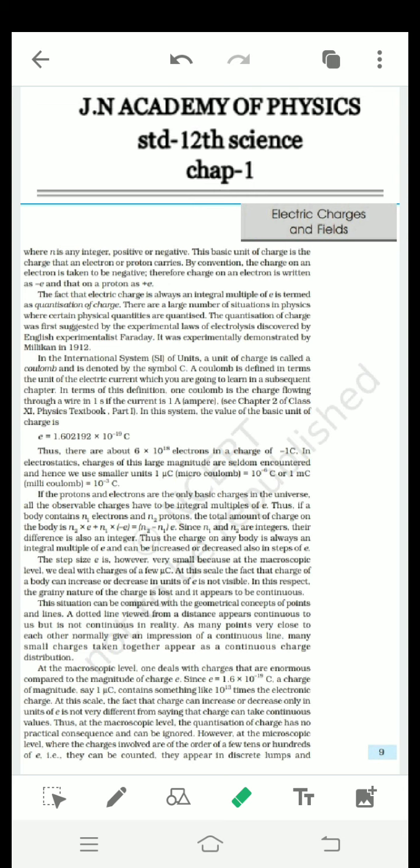So now in the next lecture, we will do Coulomb's law and forces between multiple charges.